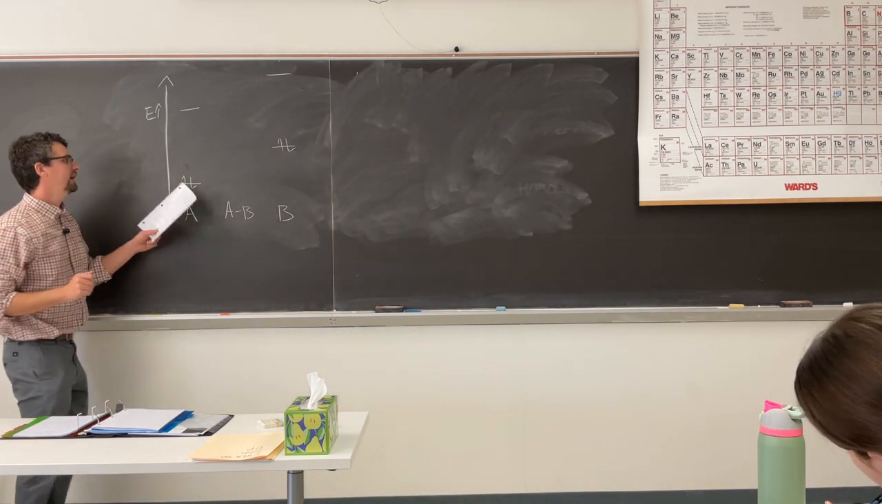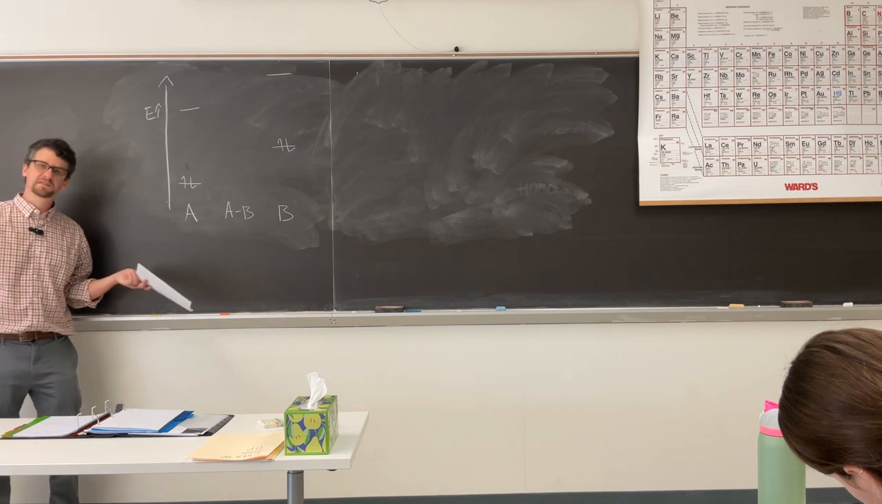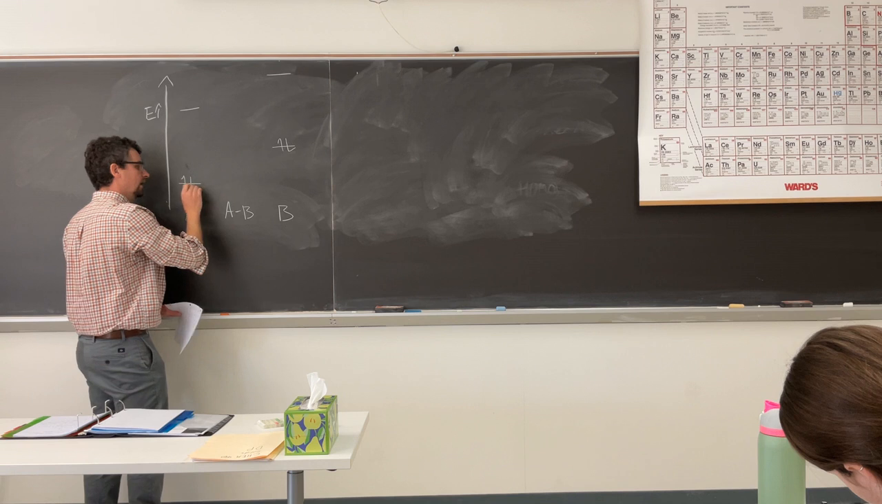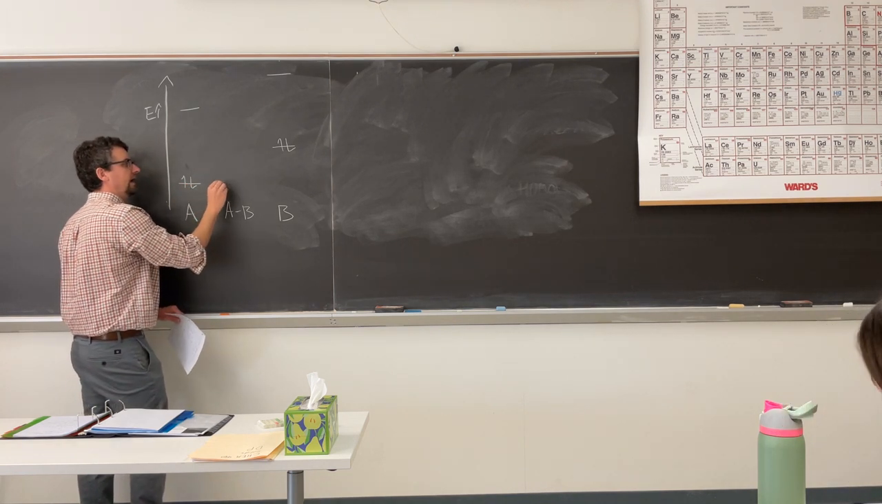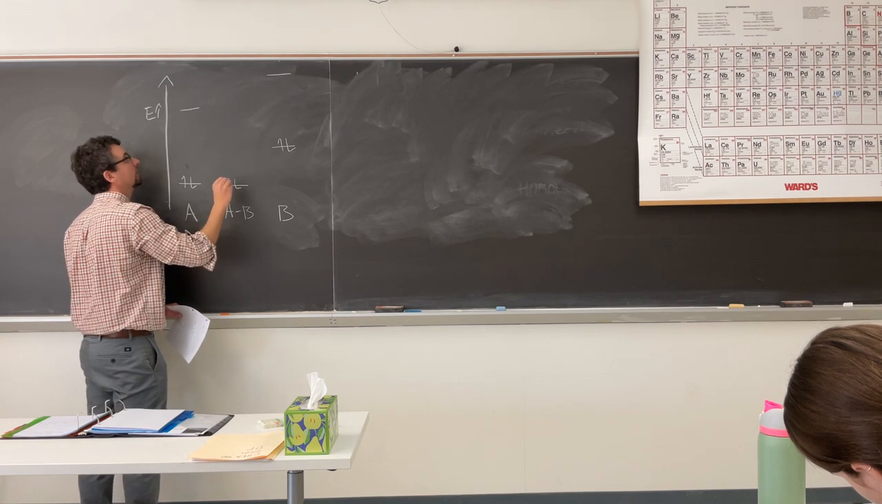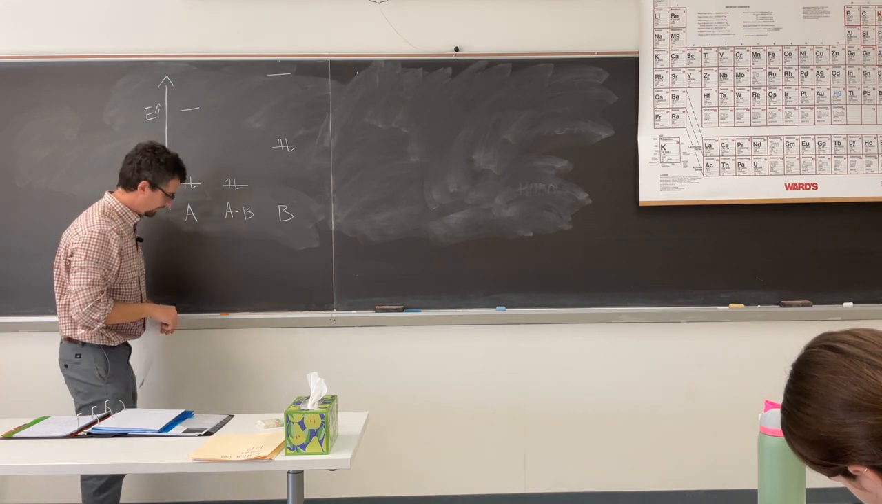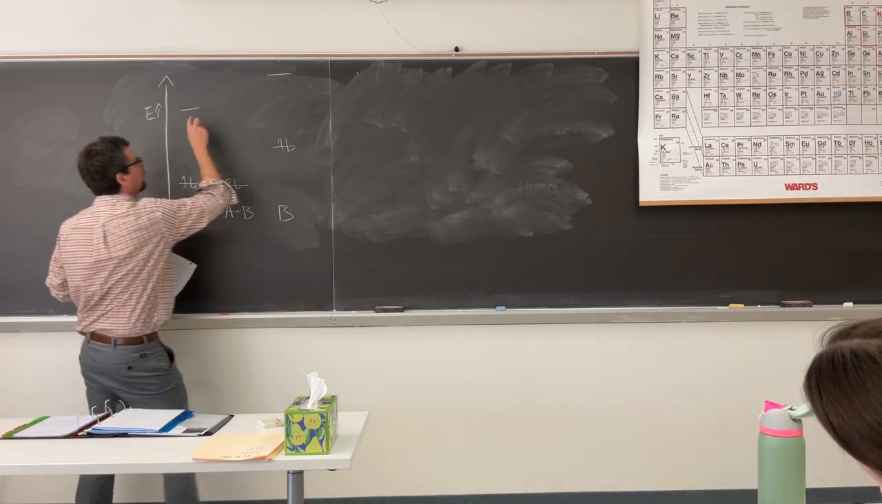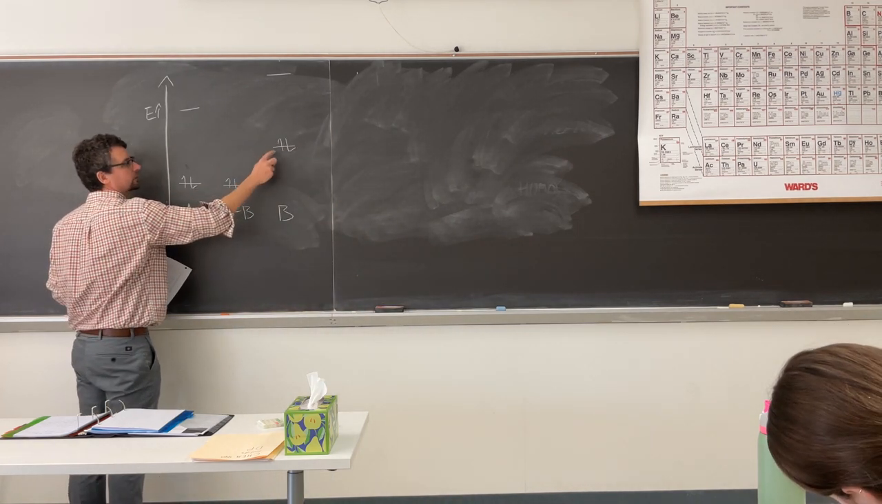What we're going to say happens, this is the result of some quantum chemical calculation or something that we know. The HOMO of A does nothing. It's not involved with the reaction, but where'd my blue go? The LUMO of A interacts with the HOMO of B.